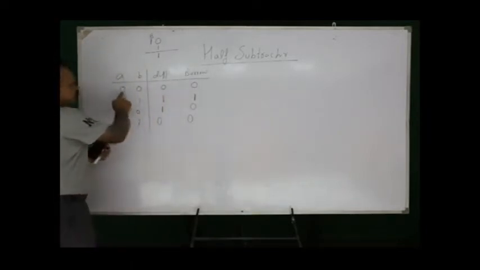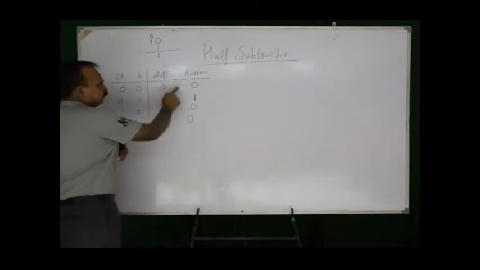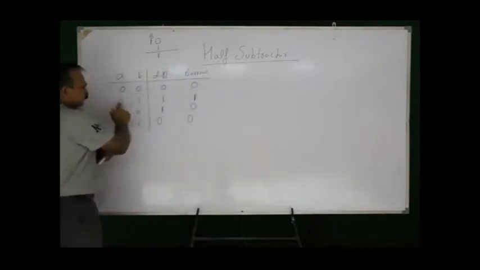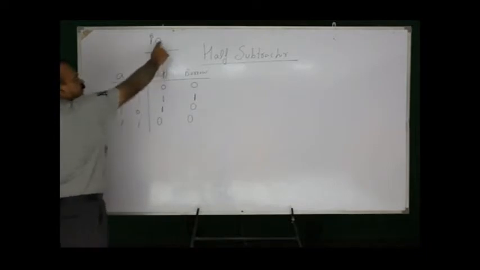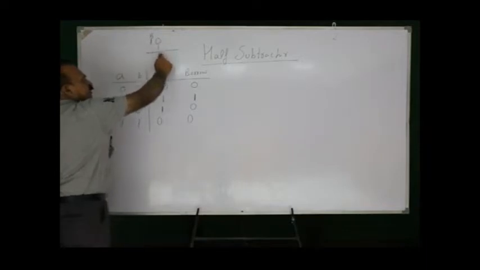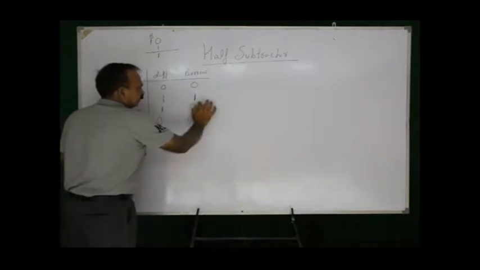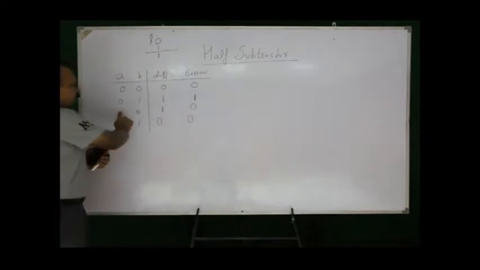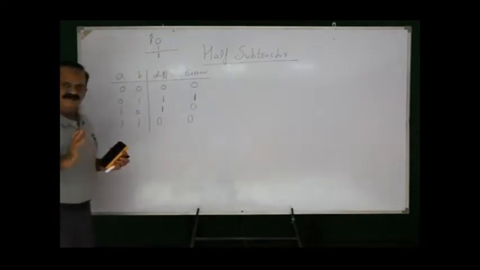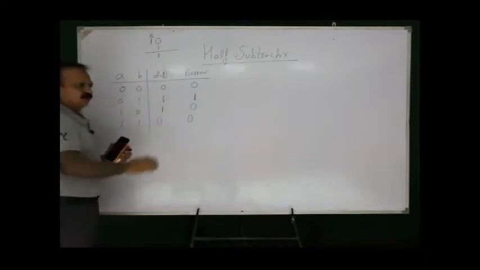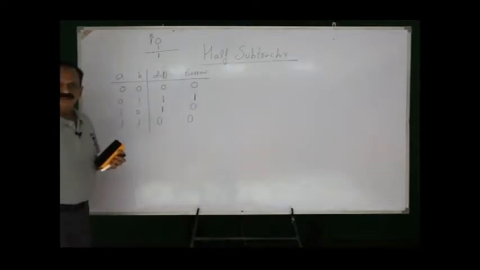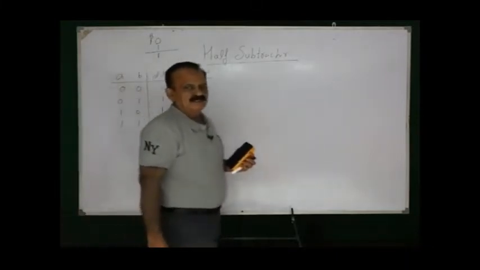Now 0 minus 0, the difference is 0 and the borrow is 0. 0 minus 1, now 0 minus 1, I need a borrow, that is why there is borrow 1, and 10 minus 1 is going to be 1, that is why this difference is 1 as well as the borrow is 1. 1 minus 0, the difference is 1 and there is no borrow at all. 1 minus 1, the difference is 0 and no doubt the borrow is 0.